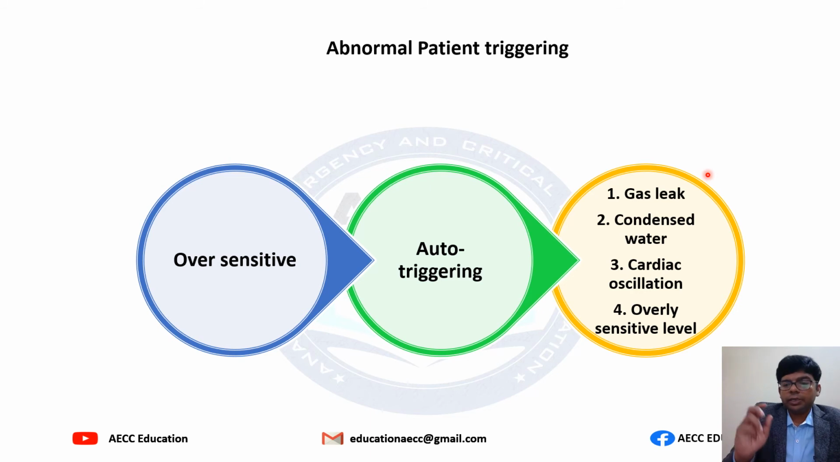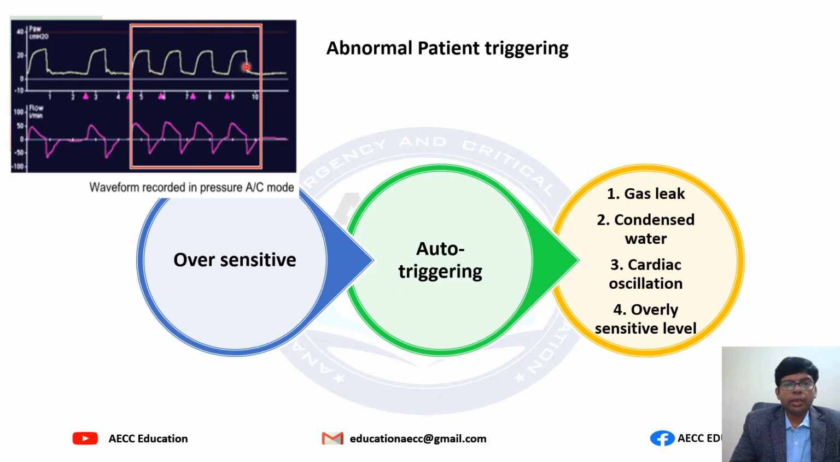Now, there are some abnormalities in the patient triggering. So what are the abnormal patient triggerings? One is the auto triggering, which means that the ventilator is triggered when the patient does not inhale. That is the auto triggering. Typically, the auto triggering appears as a series of quick and rhythmic mechanical breaths.